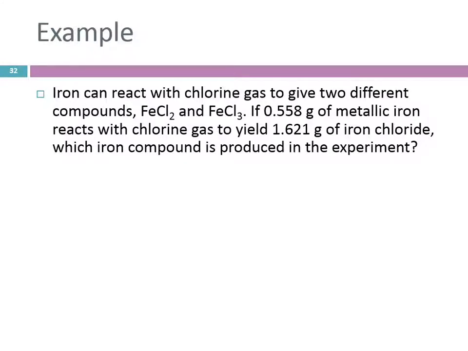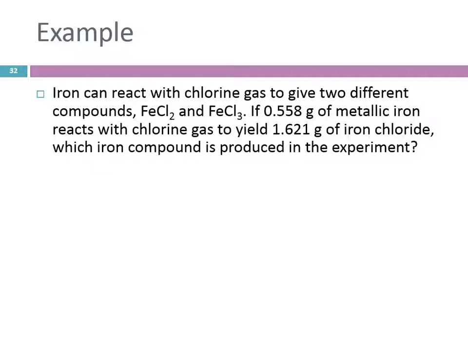This one is a similar question, so I'm running out of time. I'm not going to work the whole thing out, but I'm going to talk to you about it. So here it says iron can react with chlorine gas to give 2 different compounds. Those are the 2 different compounds. In this experiment, 0.558 grams of iron reacted with chlorine gas and gave 1.621 grams of the compound. Again, the Roman numeral's missing because we don't know which one it is. Which iron compound was produced?